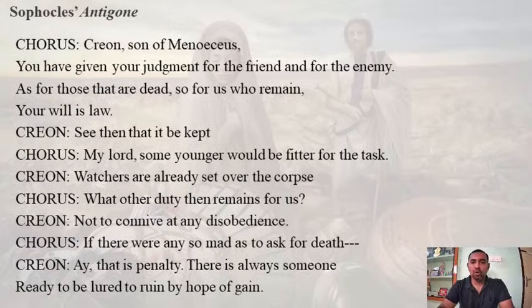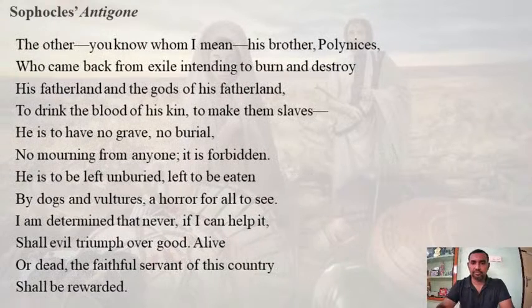The other, you know whom I mean, his brother Polynices, who came back from exile intending to burn and destroy his fatherland and the gods of his fatherland, to drink the blood of his kin, to make them slaves. He is to have no grave, no burial, no mourning from anyone.